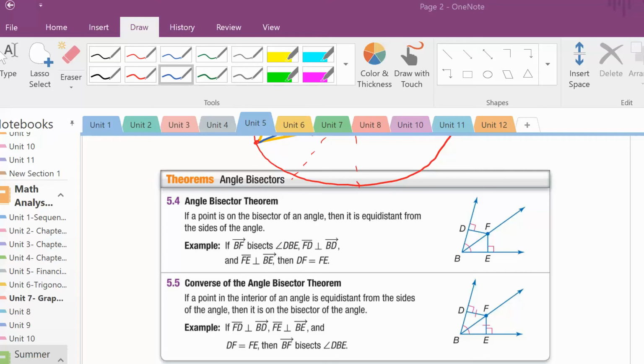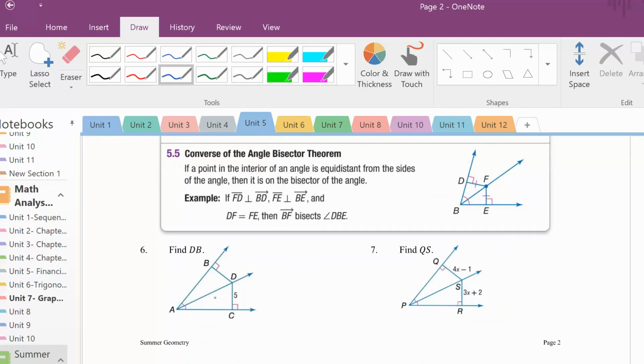All right, so the next kind of bisector we have is what's called an angle bisector, which divides an angle into two equal parts. But also, if a point is on an angle bisector, it is going to be equidistant from the sides of the angle. So notice FD here and FE would be the same. And if they're equidistant, they're also perpendicular, because a perpendicular segment is how you measure distance.